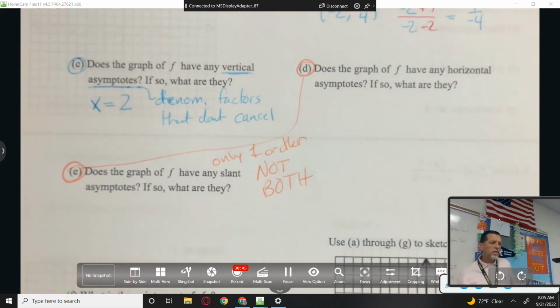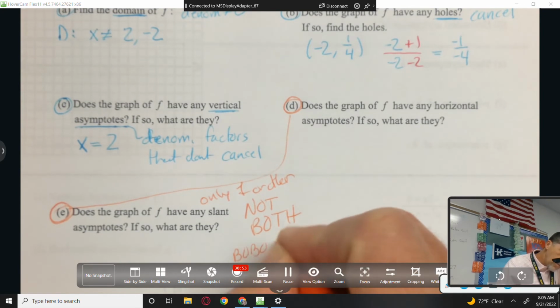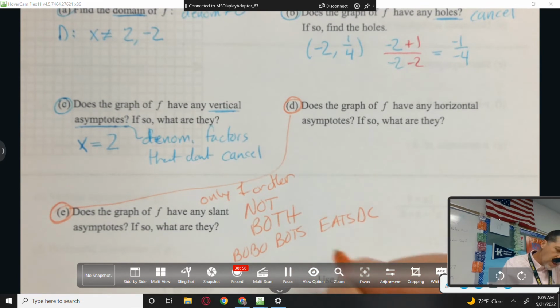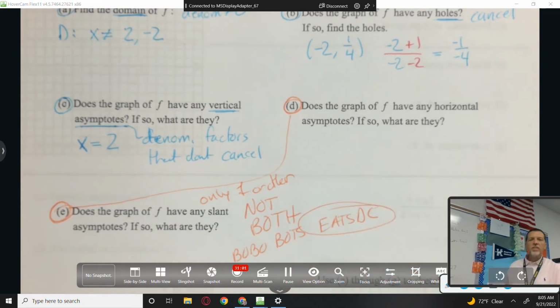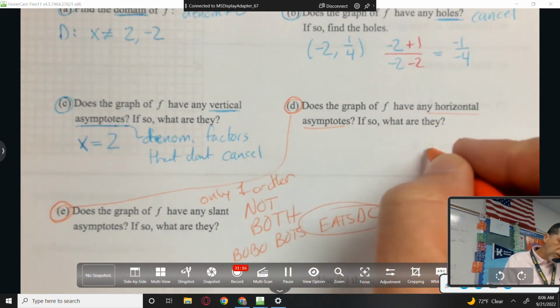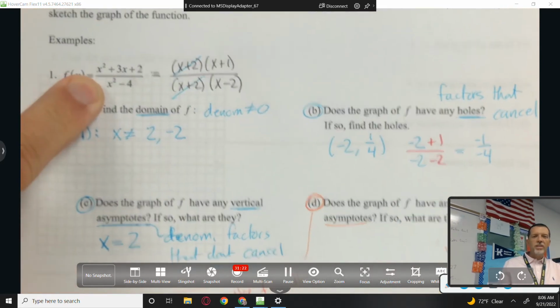So which one is it? What case is it? Is it Bobo, Bots, or Eats DC? Bobo, Bots, Eats DC. And this one's Eats DC because the exponents are the same. So is that a slant or is that a horizontal? It's a horizontal. When we divide the coefficients, we just get one number. So y equals 1 over 1.